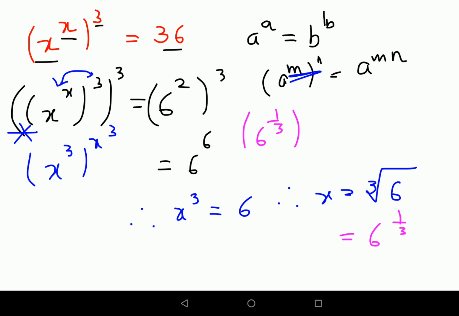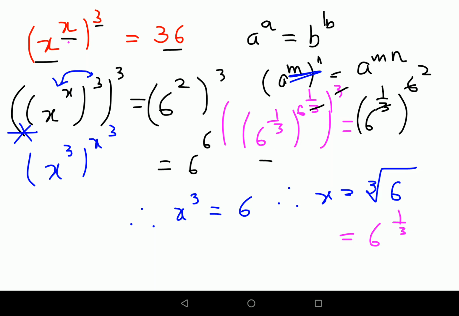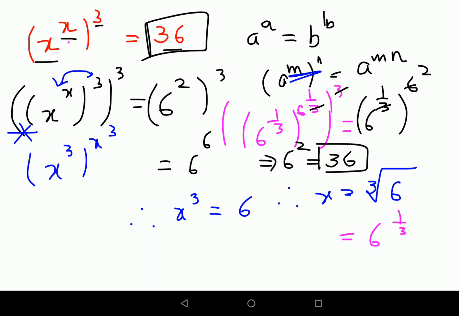Then we have x over here also raised to x. So 6 raised to 1 upon 3, the whole raised to the same 3. Multiplying the indices, this 3 and this 3 get cancelled. So I'm left with 6 raised to 1 upon 3, the whole raised to 6. So this gets cancelled and I'm left with 2. So I'm eventually left with 6 square, that is 36. And that, my dear friends, is the part of your RHS.